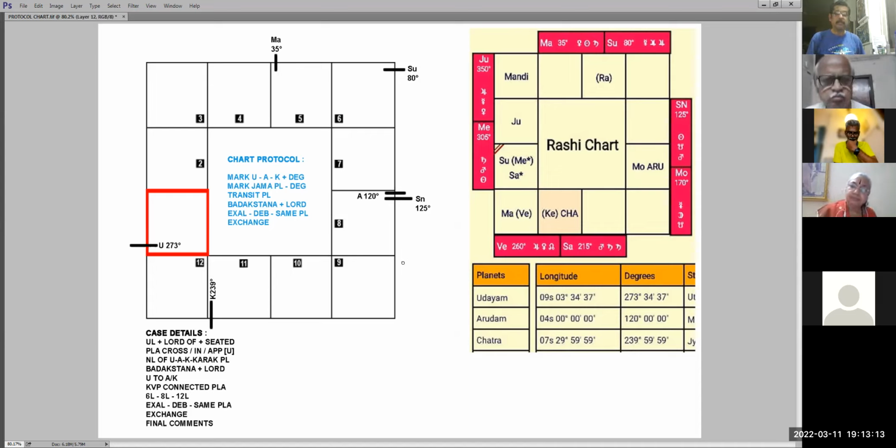Similarly, we'll go on doing the others now. So moon is at 170. So this is 150 and this is 180. Correct? So 170 will be somewhere here. So this is where your moon is coming in. This is your moon. Okay.